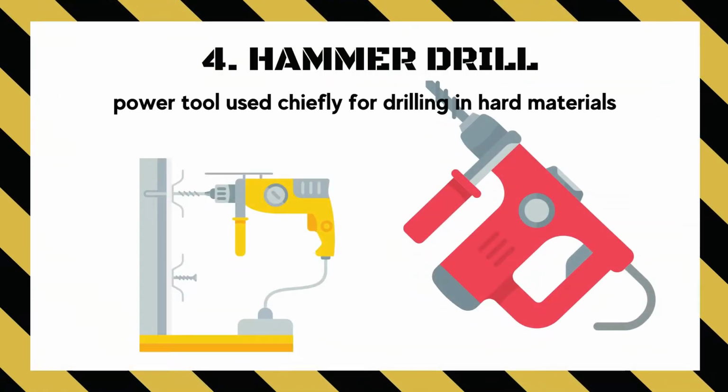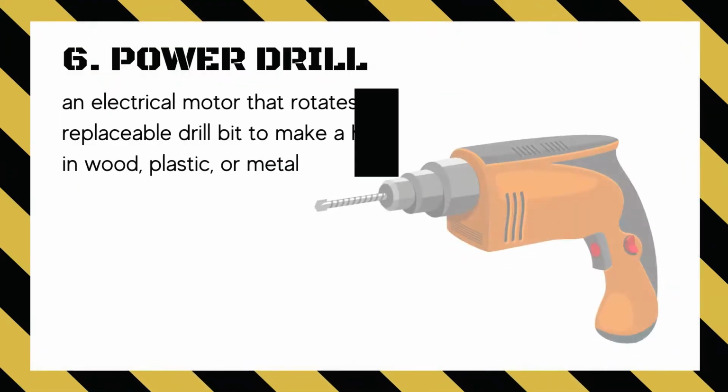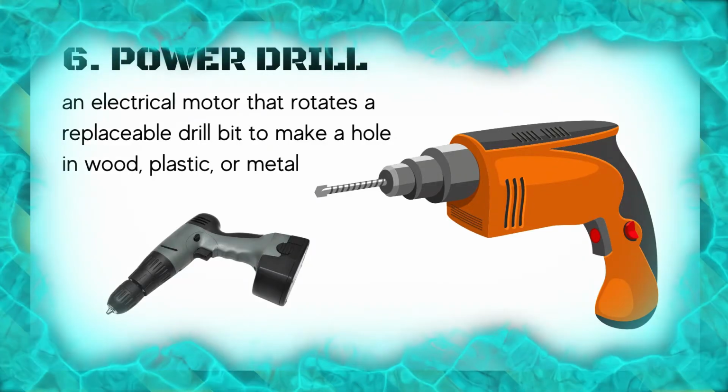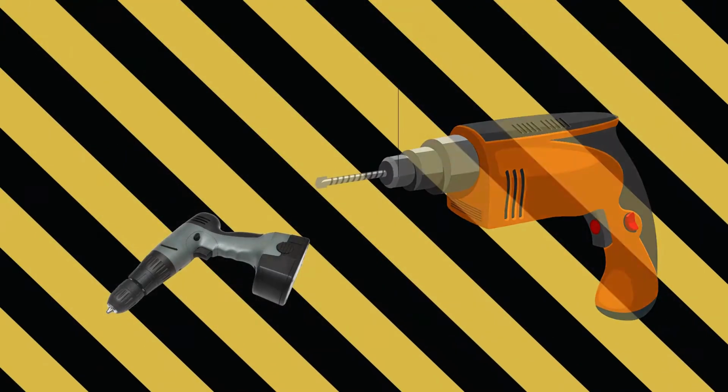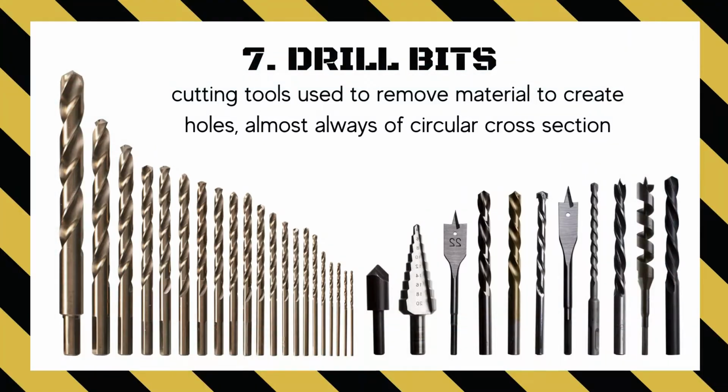4. Hammer drill is a power tool used chiefly for drilling in hard materials. 5. Core drilling machine is a drill specifically designed to remove a cylinder of material, much like a hole saw. 6. Power drill is an electrical motor that rotates a replaceable drill bit to make a hole in wood, plastic, or metal. 7. Drill bits are cutting tools used to remove material to create holes, almost always of circular cross-section.